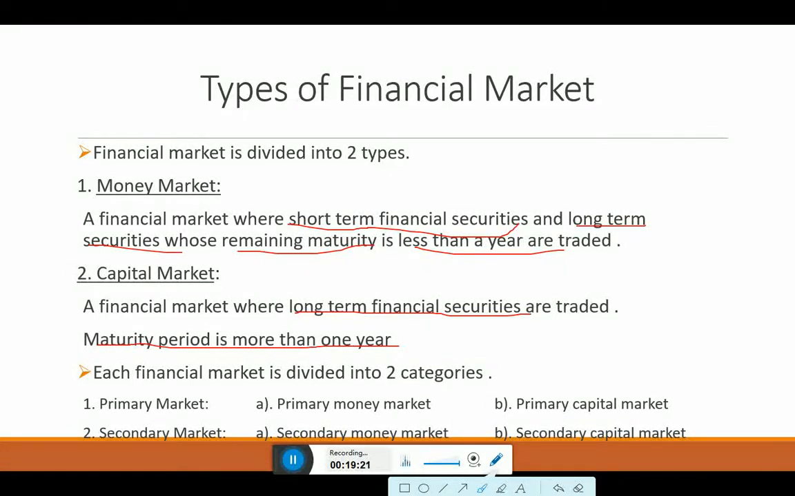And earlier I explained the difference between the issuance of the financial security and trading of the financial security. Issuance means when a financial security is sold for the first time to the buyer by the companies or by the businesses, that's called issue.